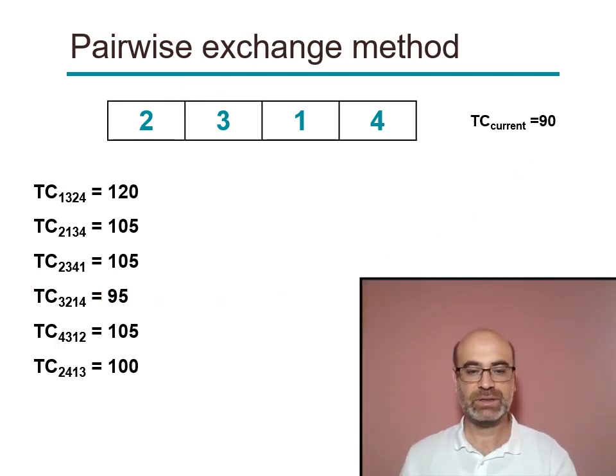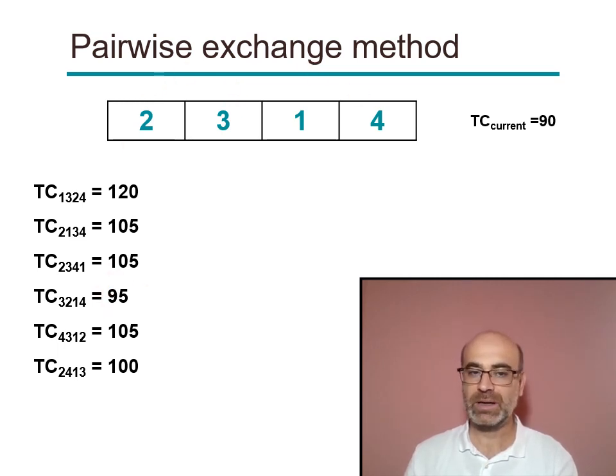So we start with this new layout 2314. Now our current cost is 90. The TC current is 90. And again, we need to consider all possible exchanges. Exchange departments 1 and 2, and you will obtain 1324, and its cost value is 120. Exchange 1 and 3 and you will obtain 105. Exchange 1 and 4, again you will obtain 105. 2 and 3, you will obtain 95.